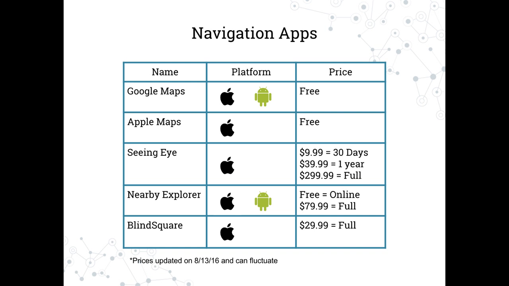So for these, the apps that I've included in this section are Google Maps, which is available on Apple or Android. It is a Google-based app, though. Apple Maps, both of those are free. CNI, which is available on Apple. Nearby Explorer, which is available now. It used to just be available on Android, but as of yesterday, it is available on Apple as well. And Blind Square, which is available on Apple. The prices are also listed, and I will provide resources at the end of this presentation for all of these apps.